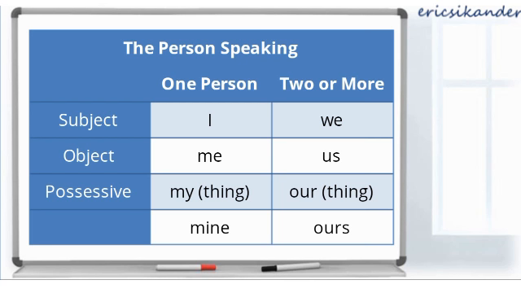The person speaking might be talking about just herself. Then use the singular first person. I for a subject, me for an object, and my or mine to show ownership or possession. Use my when there's a noun after the pronoun. Use mine when there's no noun.